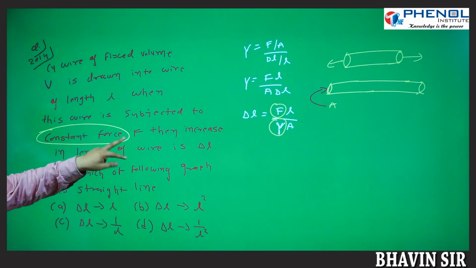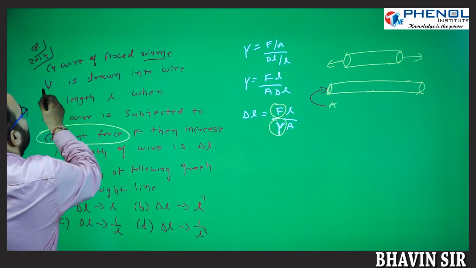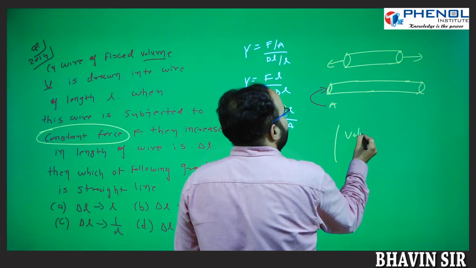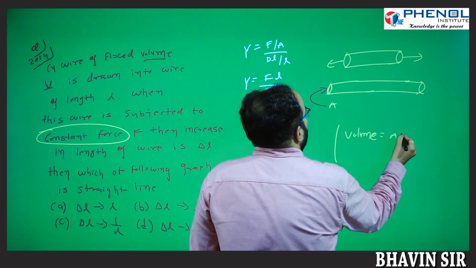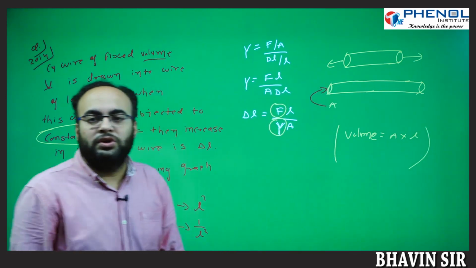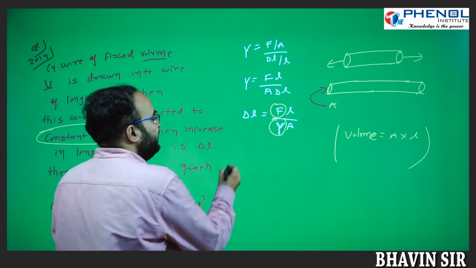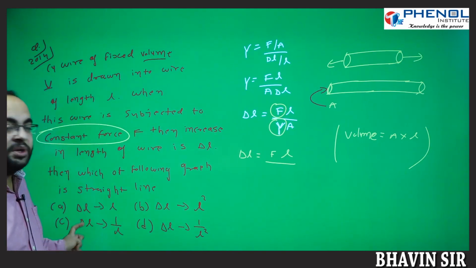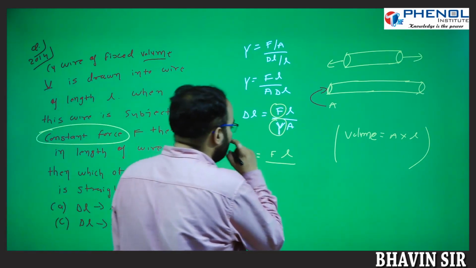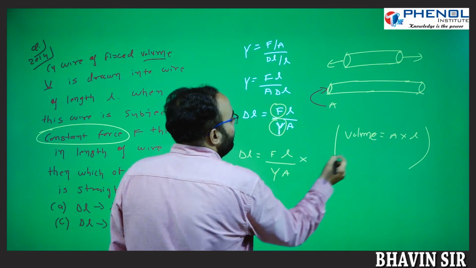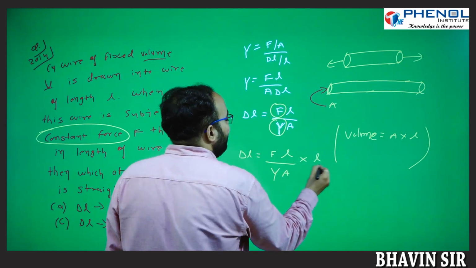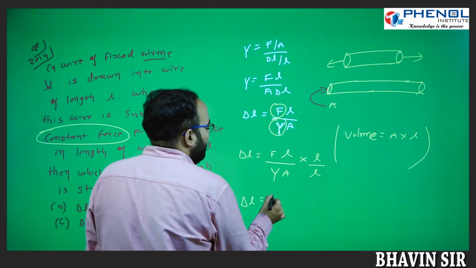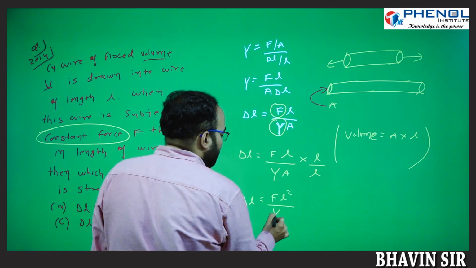That is volume. See here, constant volume. Volume is constant, students. So see, what is the meaning of volume? Area into length. So we want to obtain the relation between change in length and original length. But what should we set in the denominator? Volume. So volume means area into length. Area is here, so divide and multiply by length. So what is the answer? FL square upon Y times volume.